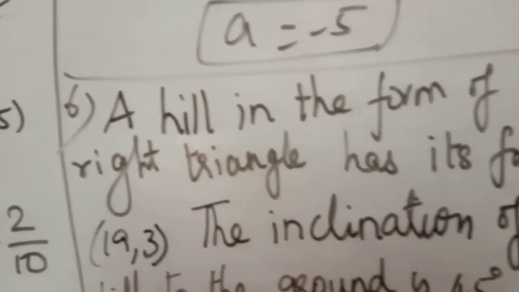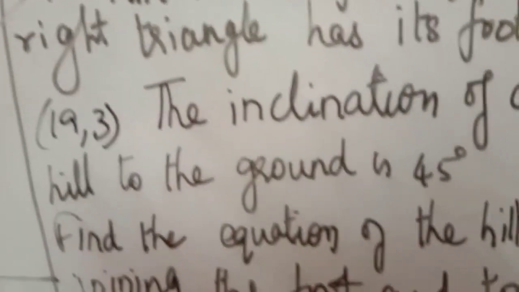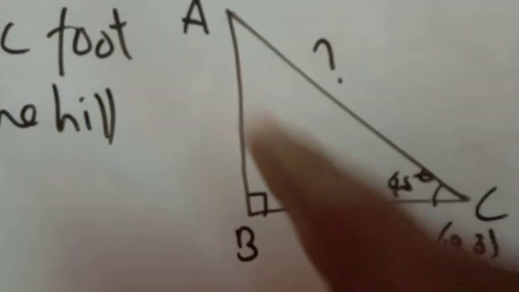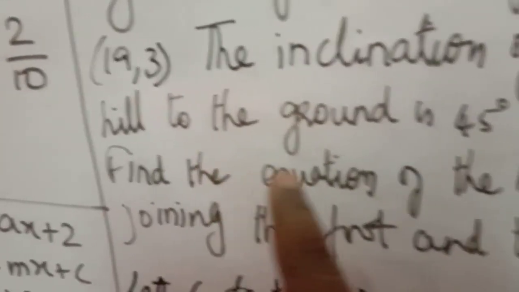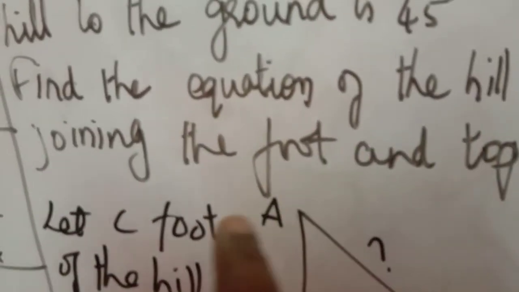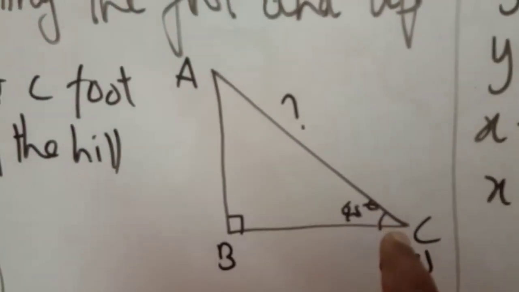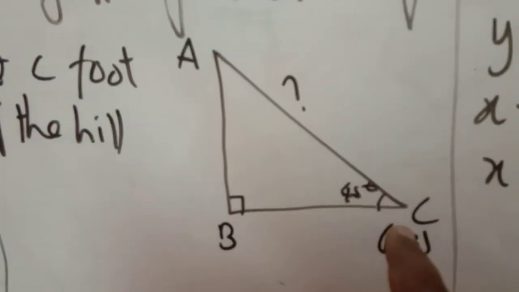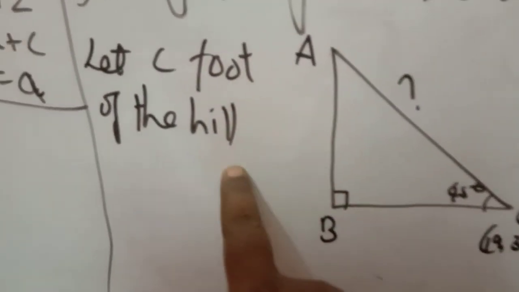Next question number 6. A hill in the form of a right angle triangle has its foot at 19, 3. So this is a hill, foot at 19, 3. It is in the form of a right angle triangle. The inclination of the hill to the ground is 45 degrees. The inclination between the ground and the hill is 45 degrees. Find the equation of the hill joining the foot and the top. AC is a line joining top and the foot. So we have to find the equation of AC. Let C be the foot of the hill.